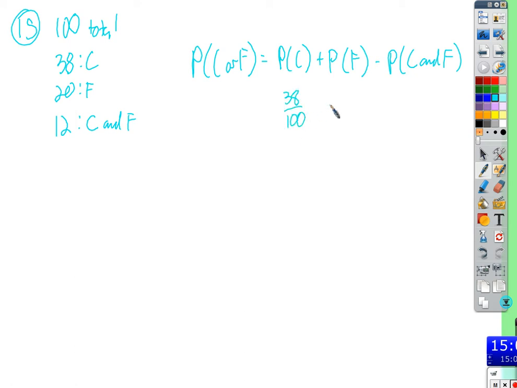Or you could just do these numbers and then out of 100, right? Just count the people and take it out of 100. But I have written as probabilities, so we'll do probabilities. 20 out of 100 is probability that they'll be in French, minus the 12 out of 100 chance that they're in both. So it's 46 out of 100. What's that? 23 out of 50. Yep, that's it.